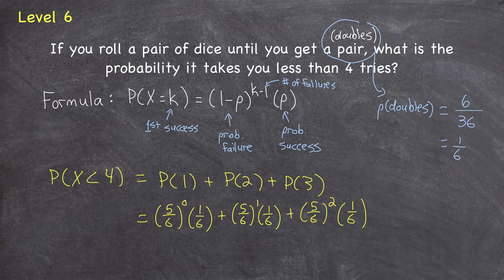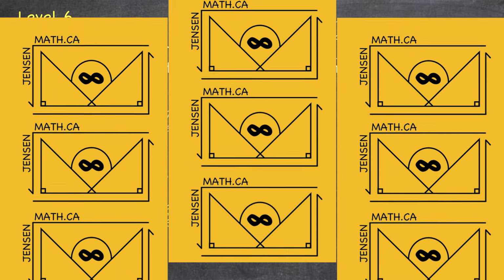If I evaluate that probability, I get about 0.4213, which means there's about a 42.13% chance of getting doubles in less than 4 tries.